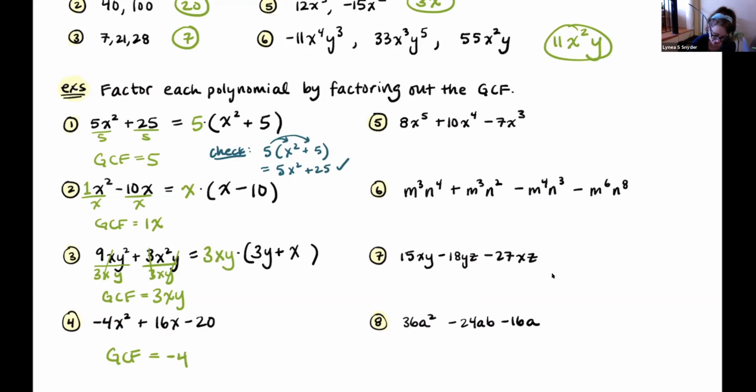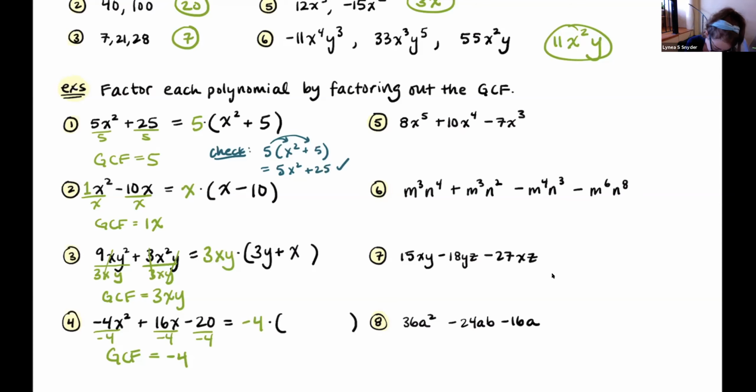And then you look at the variable parts. So here we've got x squared, x to the first, and there's no x here. So we can't take out any x's. All right, so we're going to divide every term by -4. And then it doesn't just go away, right? We're writing as a product, and so we take out the GCF and we multiply what's left over by it. It doesn't just disappear.